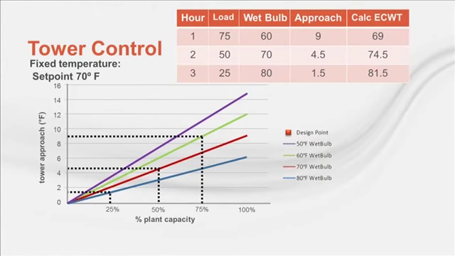For hour 1, the tower could generate 69-degree water, but the user entered a set point of 70, so MyPLV will use 70 for that hour. Both hours 2 and 3 have calculated entering condenser water temperatures above the set point, which means the tower cannot generate the 70-degree set point. In this case, MyPLV will use the calculated values, 74.5 and 81.5.